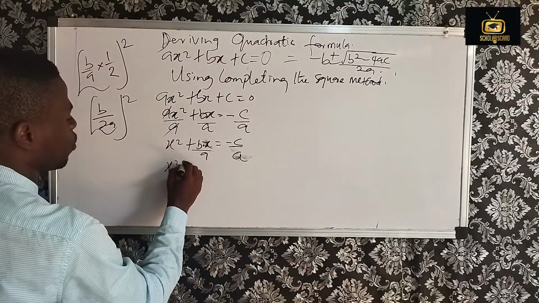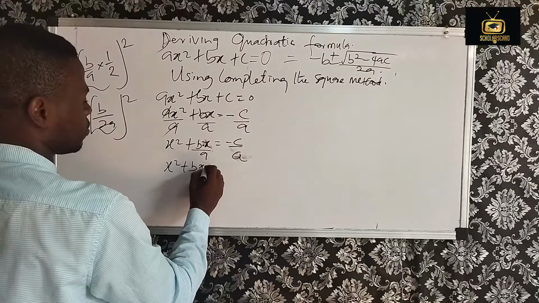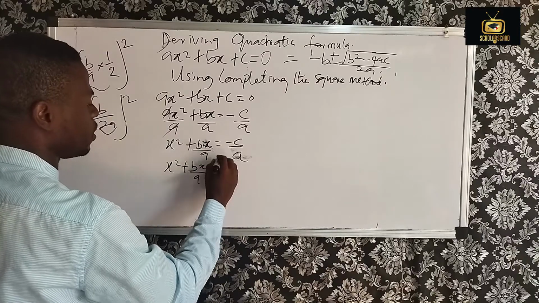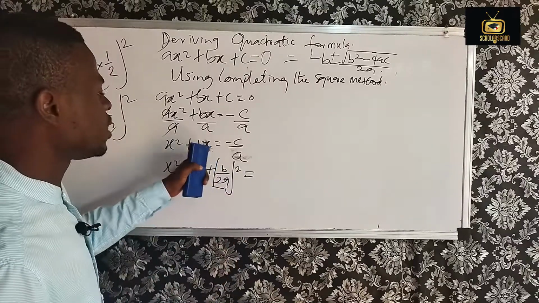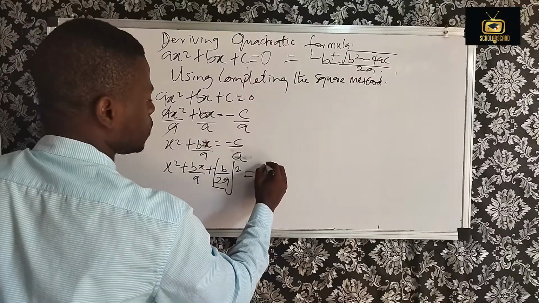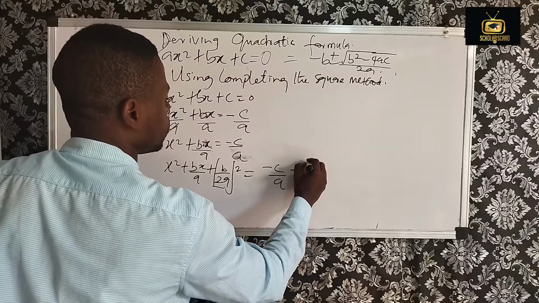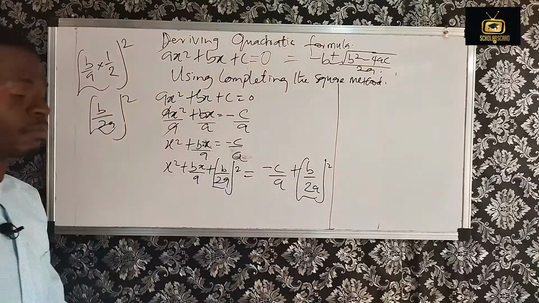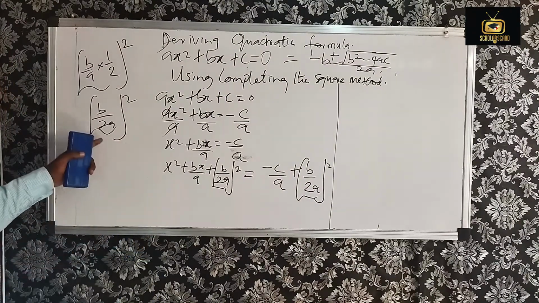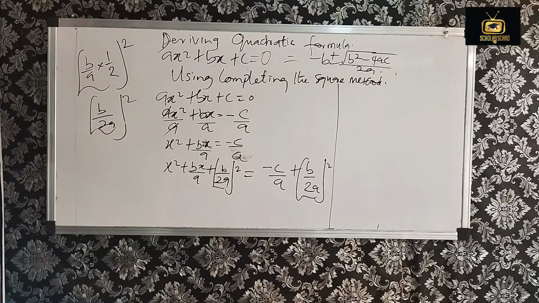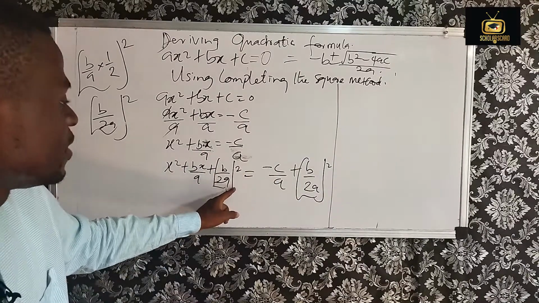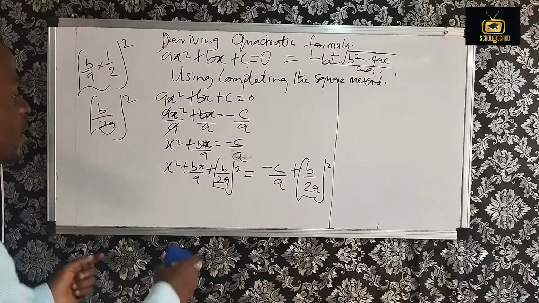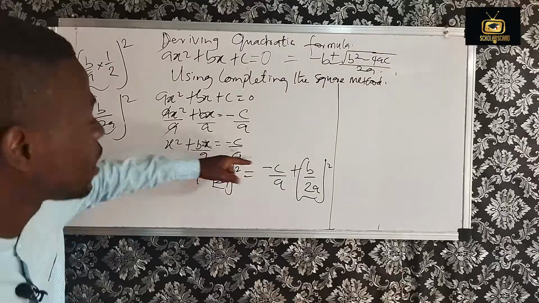Now we say x squared plus bx over a plus, we got it here, b over 2a squared, equal to, like I said, you have to add it to both sides: minus c over a plus b over 2a squared. Can you see? Now you half it, square it, and add it to both sides, that's this side and this side here. Because the equal sign is what differentiates this expression. So this is one side and this is another side.